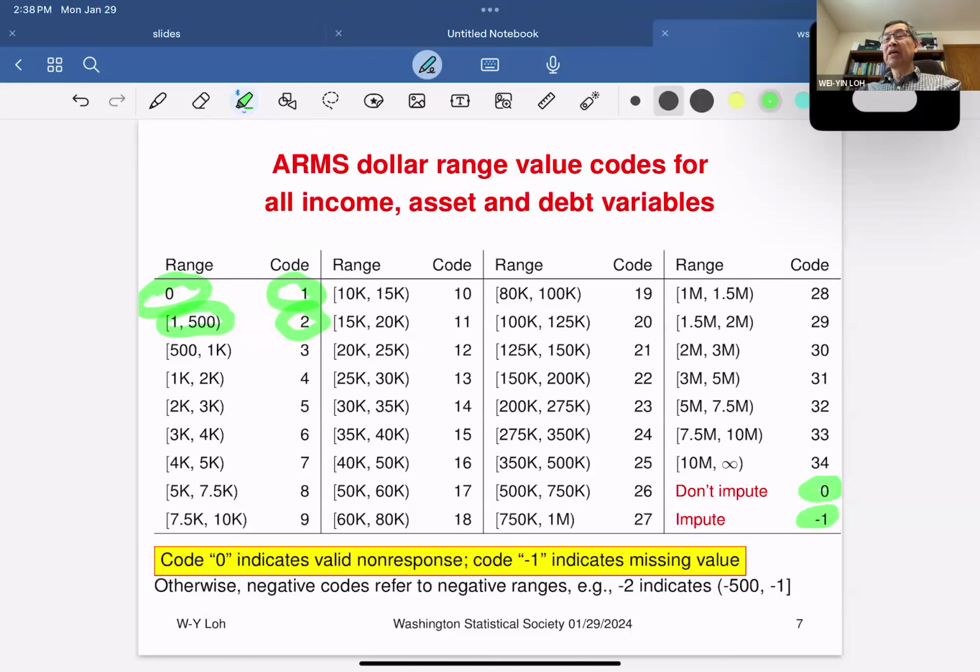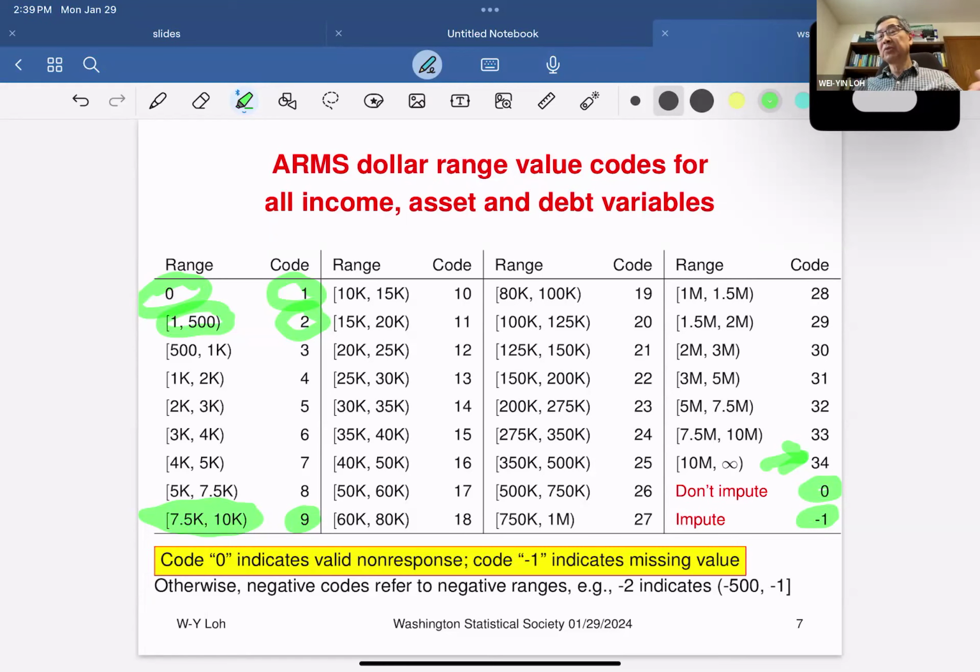So if it's an income and if it's a loss, say a loss of between 7.5 thousand to 10,000, then it will be coded a -9. So the range of these codes go from -34 to 34, with the exception that there's a 0 and there's a -1, which are special. So when we impute, we have to be careful that we don't impute a 0, because if it's $0, it will be coded as 1. So a 0 means don't impute.